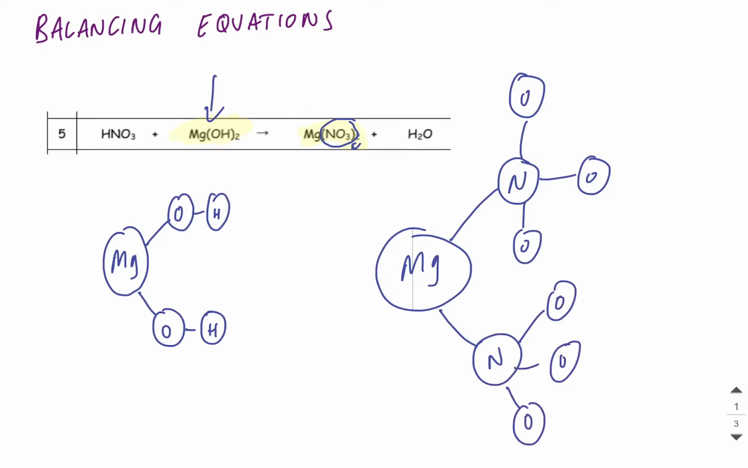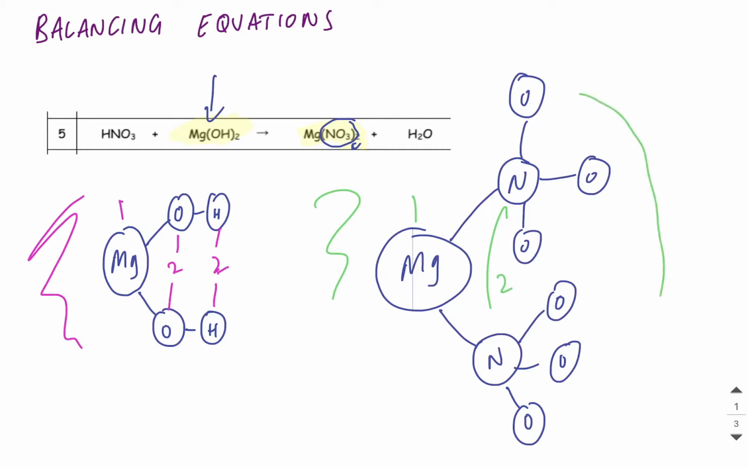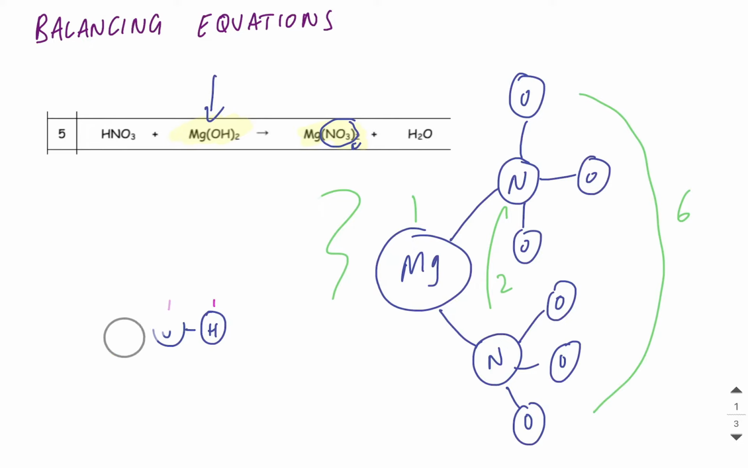So you can see that for this one here, I've got 1 magnesium, 2 oxygens, and 2 hydrogens. For this one here, I've got 1 magnesium, I've got 2 nitrogens, but overall I have got 6 oxygens. So that's how we have to add up how many we've got on each side of those. So let's do that quickly.